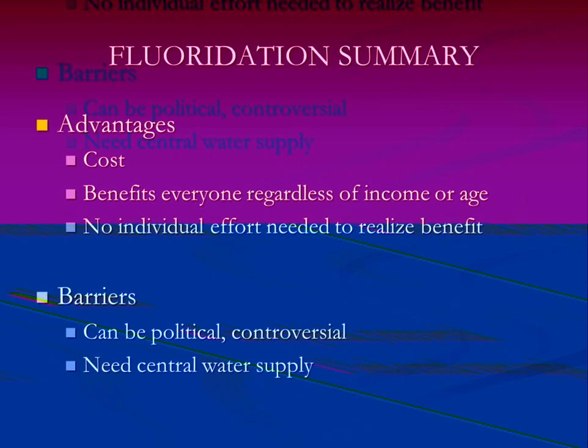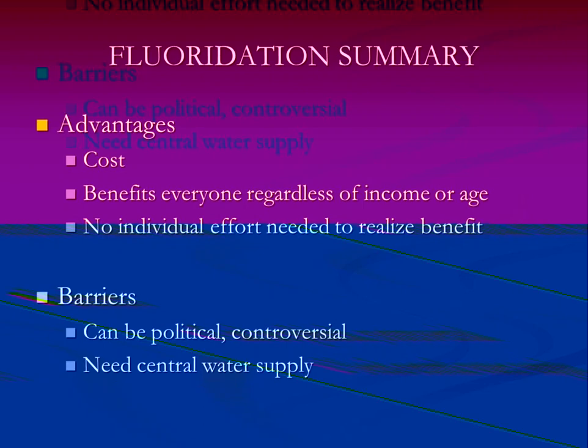So, in summary, water fluoridation is cheap, costing $1 per person per year. Everybody benefits as long as they're drinking water, so it doesn't matter if you're the poorest of the poor or the richest of the rich. It doesn't matter if you're 2 or 99 and a half. It doesn't matter if you're black, white, yellow, orange, brown. If you're drinking water, you get that.